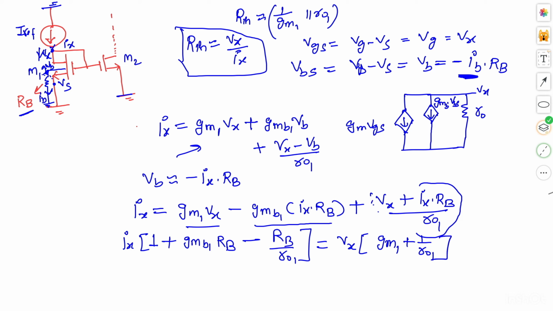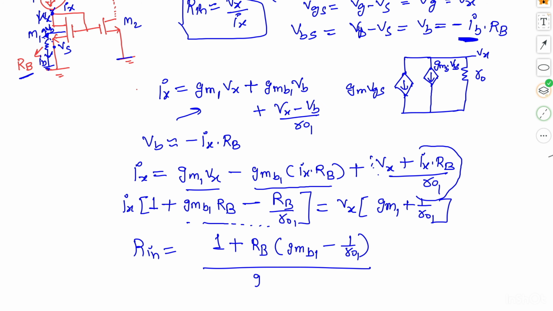Now this is very easy. We have a Vx term and we have an Ix term. And if we need to find Rin, we need to find Vx upon Ix. So if we do Vx upon Ix, we will get 1, and from here we can take RB as common. So we will get 1 plus RB times the quantity GMB1 minus 1 upon R01, divided by GM1 plus 1 upon R01. So this is the final value of Rin which we will get for this circuit.